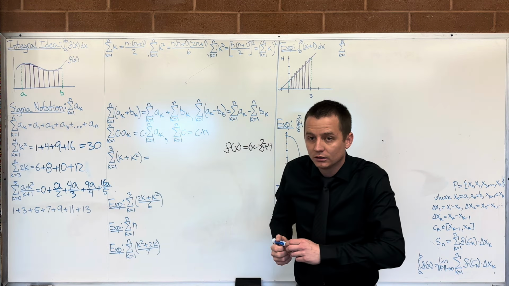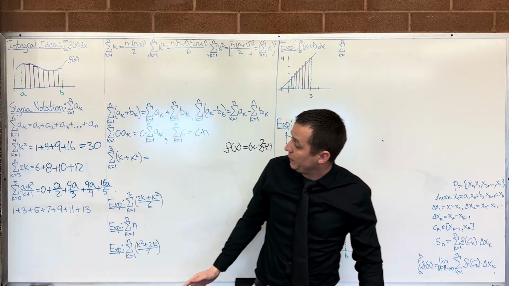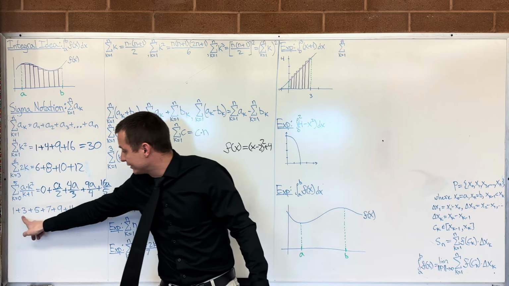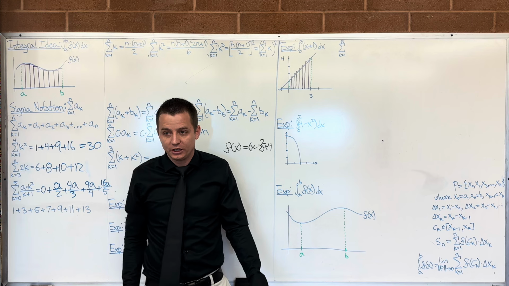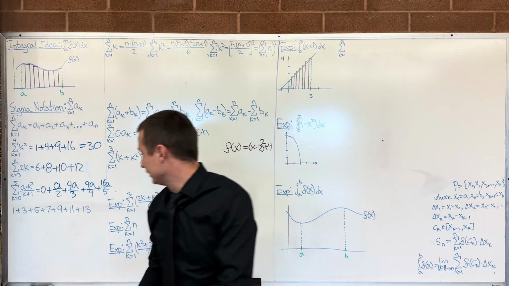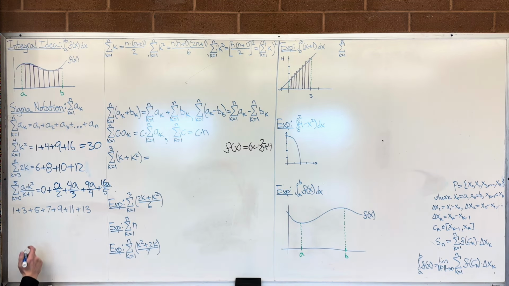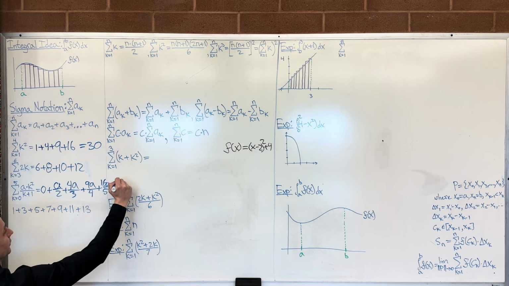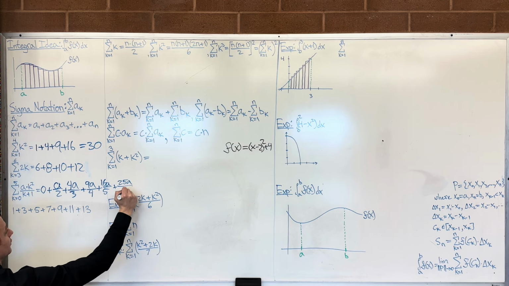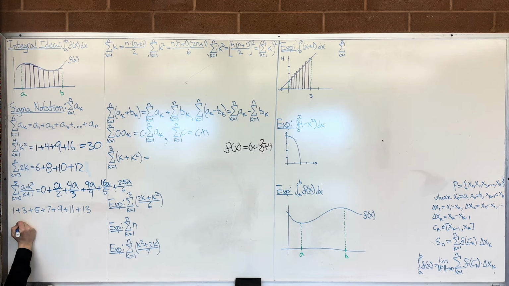Make sense? Now it's also useful to be able to do the reverse: look at some sum and try to express it with sigma notation. So let's go backwards now. This was 25a over 6, just for completeness. We're trying to represent this with sigma notation.